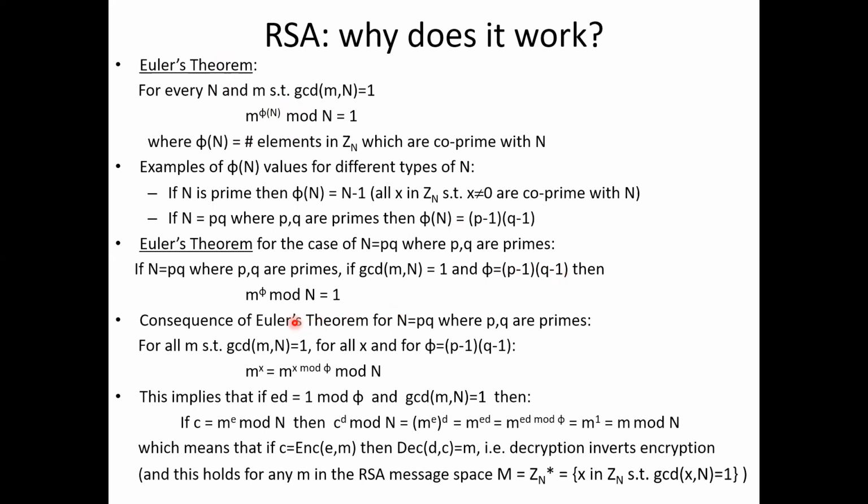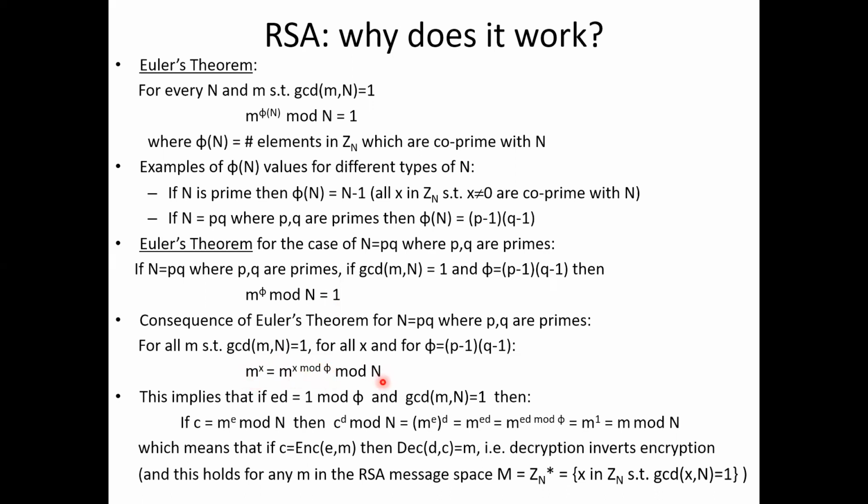Now, one consequence of Euler's theorem: if you start with any message and exponentiate to phi, p minus 1 times q minus 1 in the RSA case, mod n, you get a unity. A consequence of this is that if you exponentiate numbers to any exponent using modular exponentiation, you don't have to perform the exponentiation for the whole exponent x. What you should do first is to modularly reduce x mod phi.